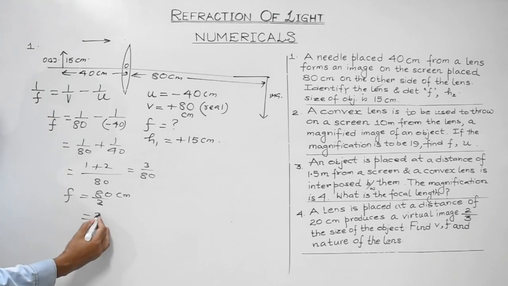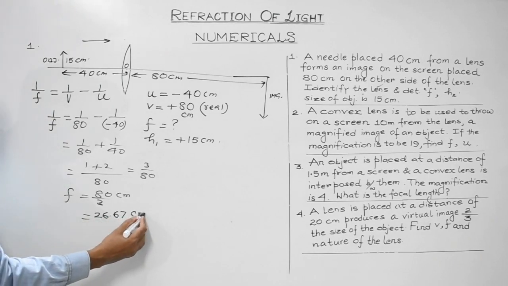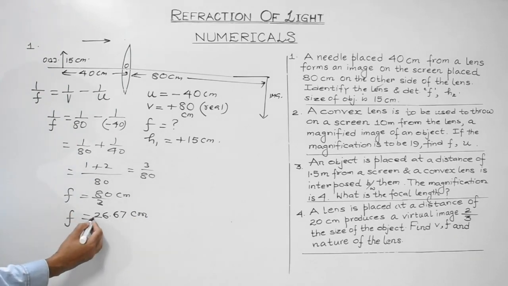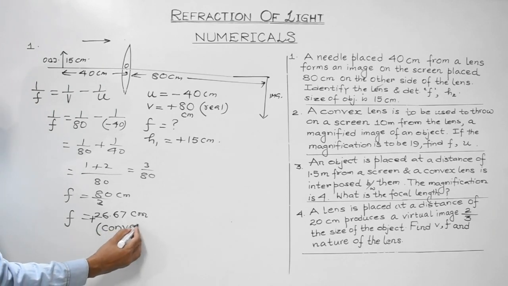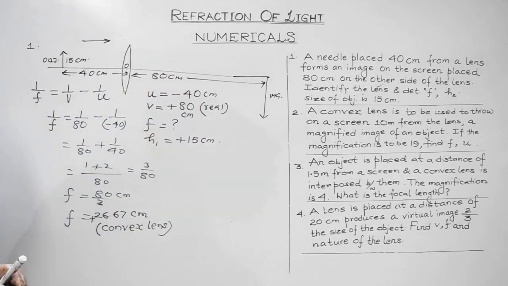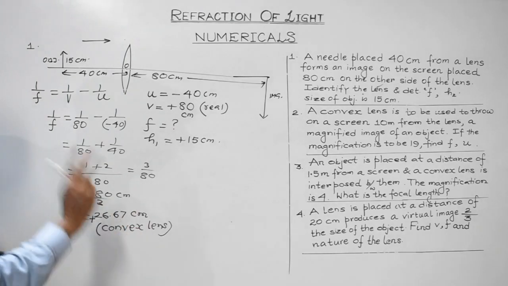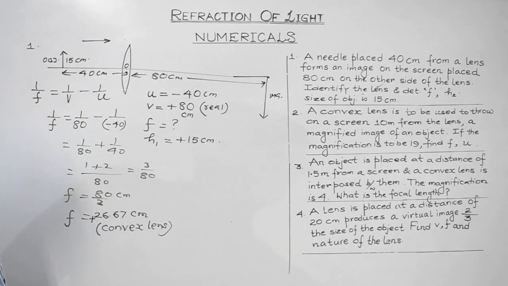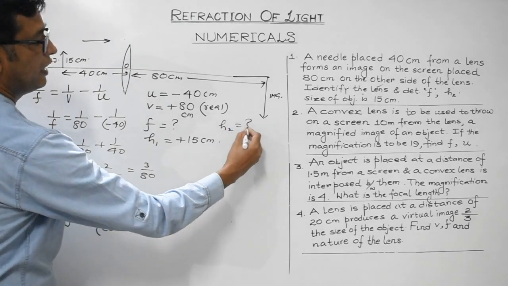So that will give you 26.67 centimeter. And it's coming to be positive. Focal length positive. It means that it must be of converging nature, or it is the case of a convex lens, as we have predicted much earlier before starting this numerical. Right? So focal length has been obtained. Now we need to find out the size of the image.